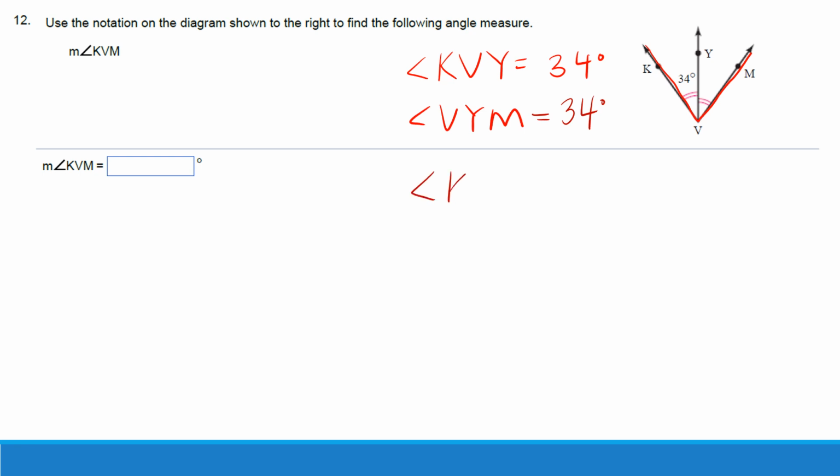Angle KVM, that's what I'm asked to find, is just where we are combining those two angles. So that would be 34 degrees plus 34 degrees, which is 68 degrees.